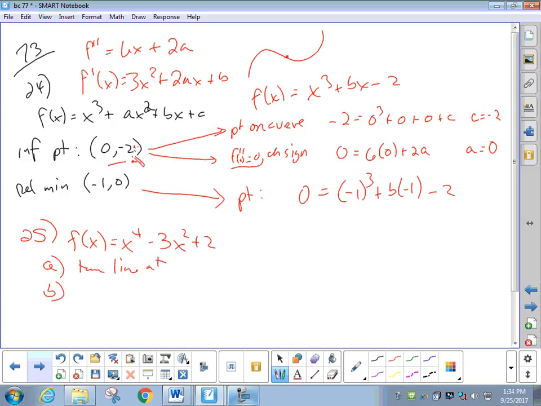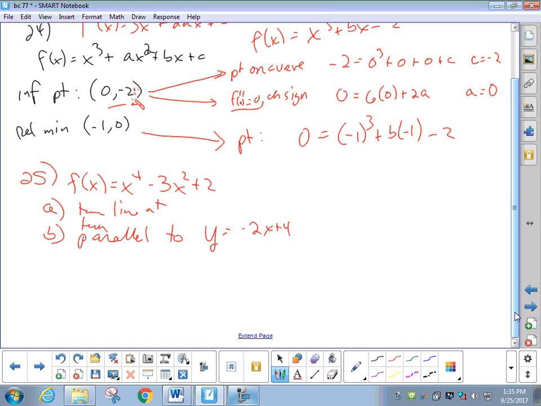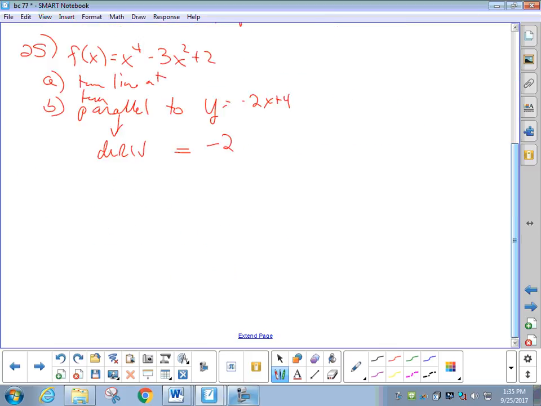Find the x-coordinate of each point where the line tangent to f is parallel to y equals -2x plus 4. If the tangent is parallel to y equals -2x plus 4, what does that imply about the derivative? The tangent slope comes from the derivative. And parallel means same slope as that one. Well, what slope does that have? -2. So you are solving for the derivative, which is 4x cubed minus 6x, equals -2.